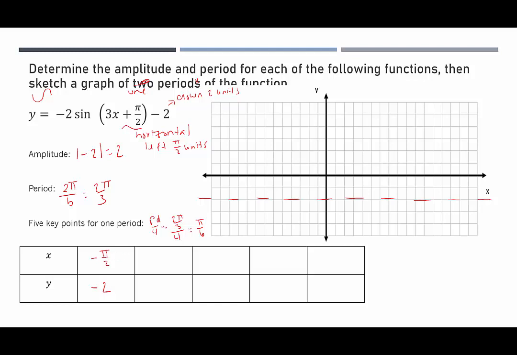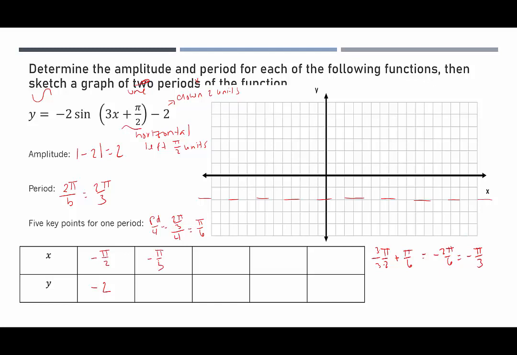So the increments are pi over 6's, so we're going to keep adding pi over 6's until we get to the end. -pi over 2 plus pi over 6. We need a common denominator, so we're going to multiply by 3 over 3. This would be -3 pi plus 1 pi would be -2 pi over 6, which is -pi over 3. So next we're going to have -pi over 3.